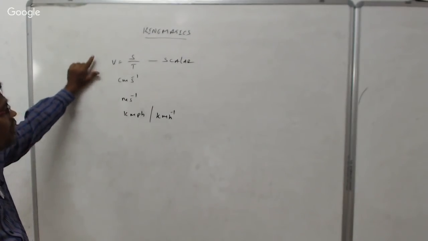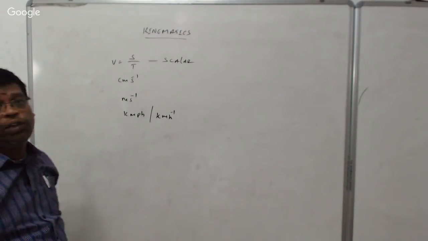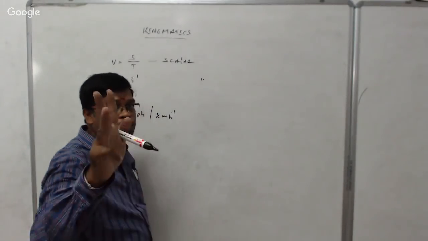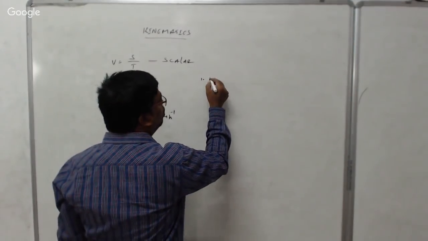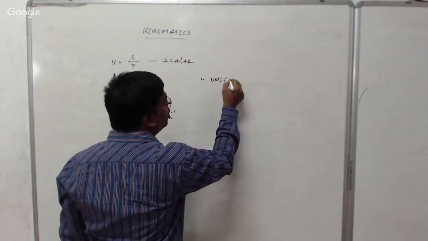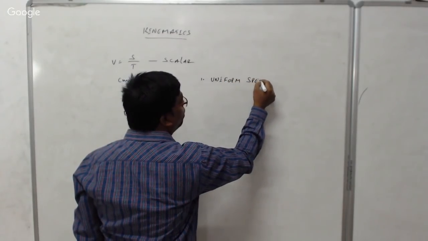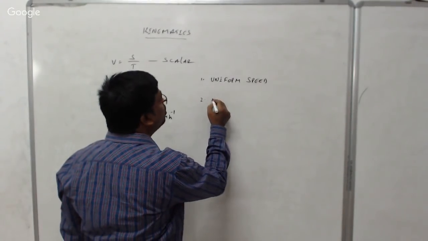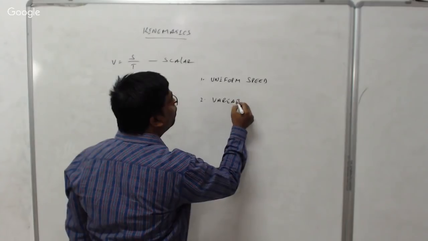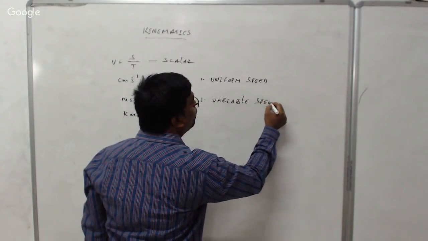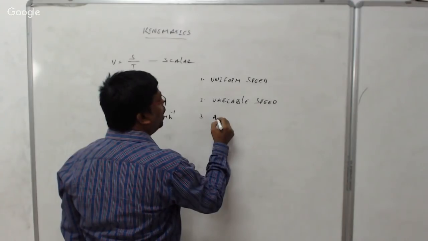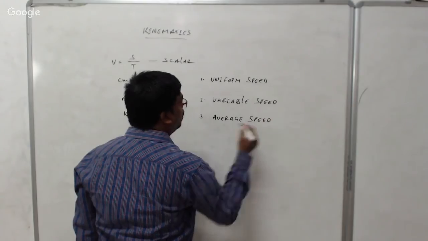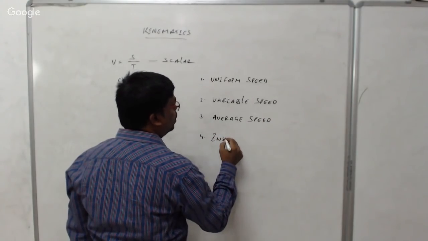Then we have come across different types of speed. How many types of speeds are there? There are three types of speed. The first one is uniform speed. Second one is variable speed. And the third one is average speed. And the fourth one is instantaneous speed.